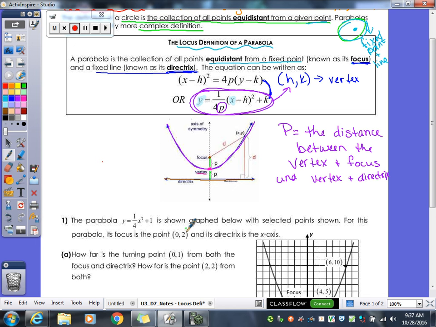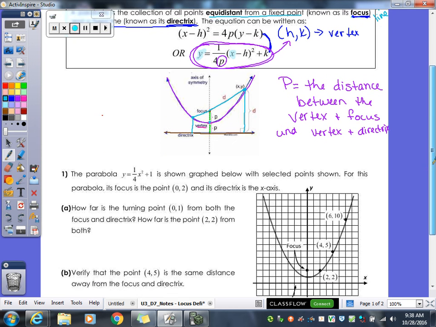So what they kind of did, it's like they connected these two things together, and when you do, you get that. And the whole point of this is you can pick any point on your parabola, and it's the same distance from the focus as it is from the directrix. I could pick a point right here, and it'll be the same distance from my focus as it is from my directrix. You pick your vertex. It's the same distance from the focus as it is from the directrix. Any point on that parabola is equidistant between those two things. So let's take a look at some questions.